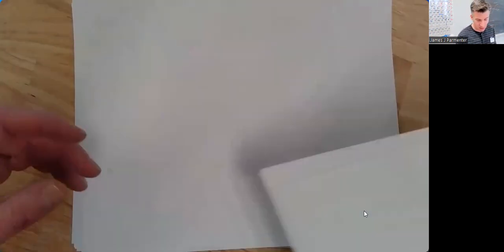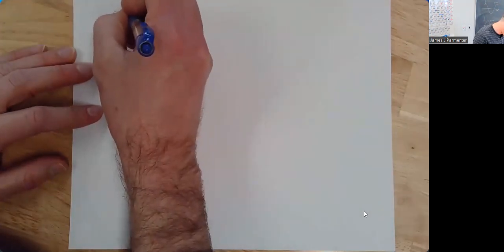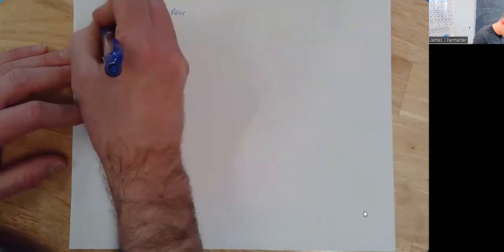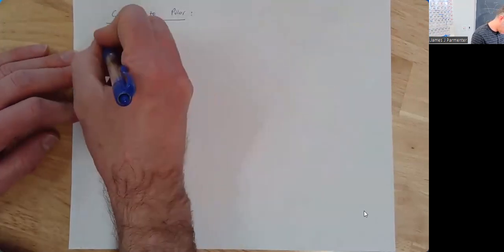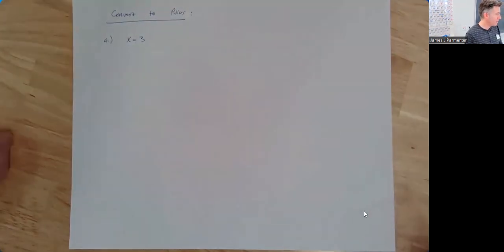So when you're converting between Cartesian and polar, or polar and Cartesian, usually you're trying to make an r cosine theta or an r sine theta show up. Here's what I mean. I want to convert to polar. So I'm going to start with the straight line x equal to 3. Not very exciting.